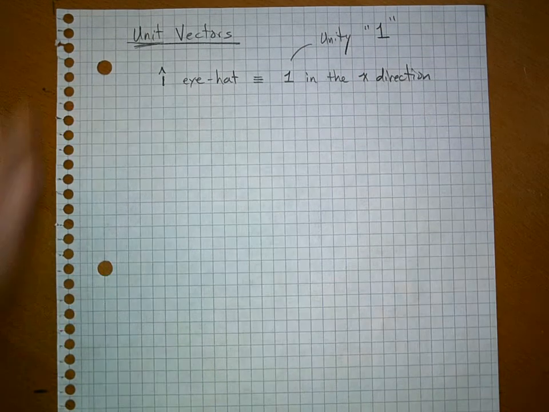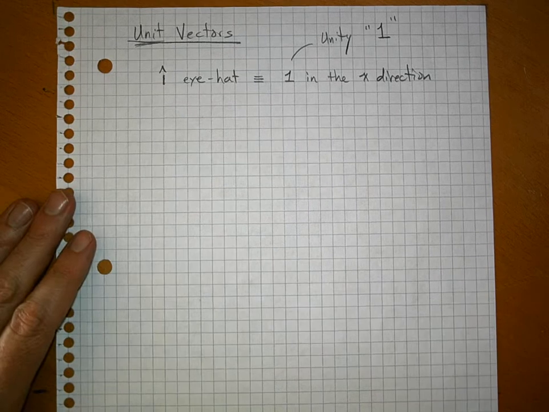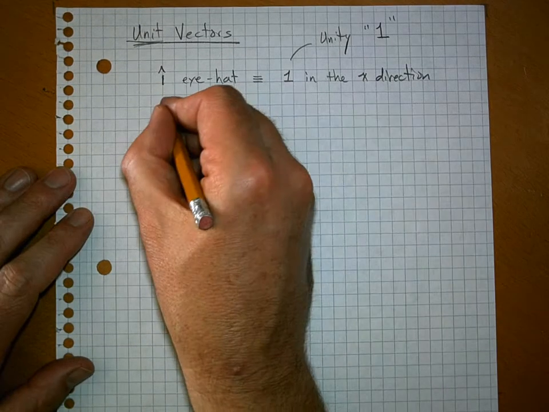Now the irony is we call them unit vectors, but unit vectors don't have any units as in meters or newtons or inches or anything like that. They're dimensionless. They don't have any dimension associated with them. And I'll explain why in a minute.